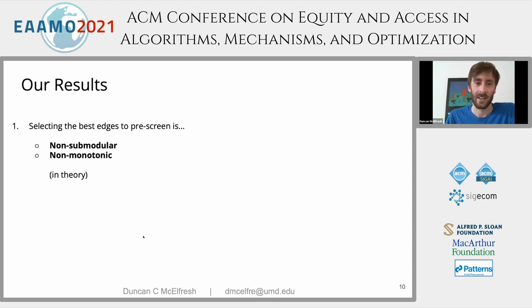Non-submodular means that there are some complementary effects in which edges I select to pre-screen. And that's kind of intuitive if you think about kidney exchange as a set packing problem, because some of my edges might be complementary to each other. Now, kind of non-intuitively, this is a non-monotonic problem, which means sometimes querying additional edges could hurt my final outcome, which is kind of a funny result. I encourage you to look at our paper for those results.